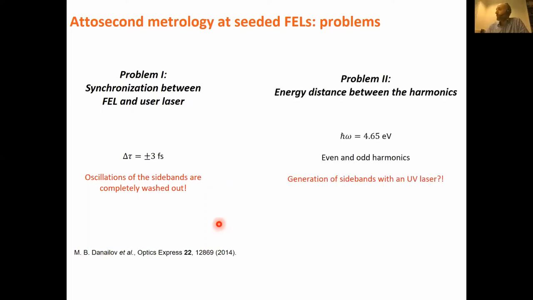The second one regards the energy distance between the harmonics. At Fermi, it's possible to generate even and odd harmonics of the seed wavelength, but the seed wavelength is in the UV, around 4.6 eV. And then the question is which is the best photon energy that one should use for the infrared or auxiliary laser in order to create the sidebands. Should we use a UV laser? Should we use an infrared laser? So this is another point that one needs to address when one wants to extend the RABBIT technique to free electron laser experiments.